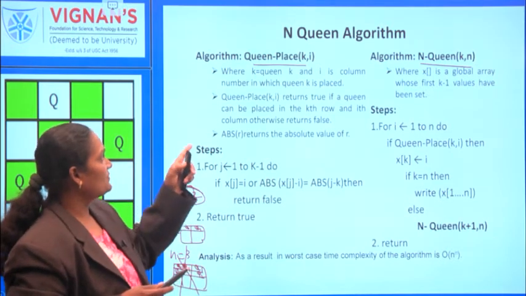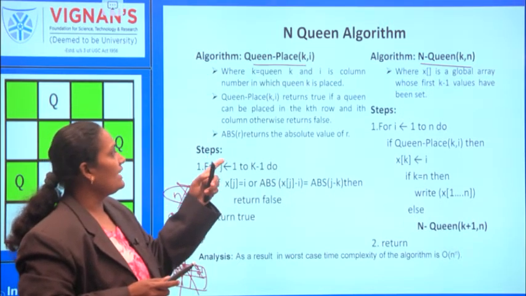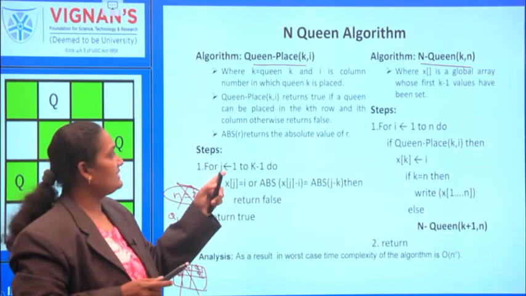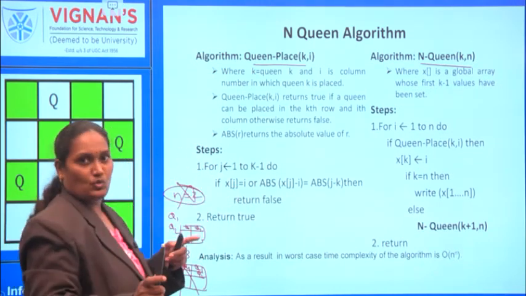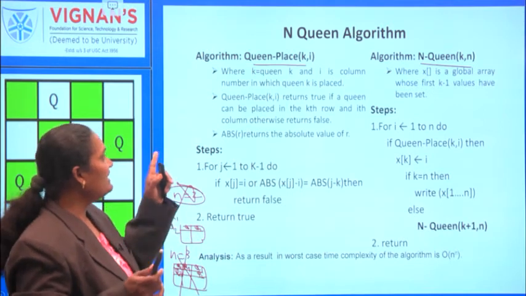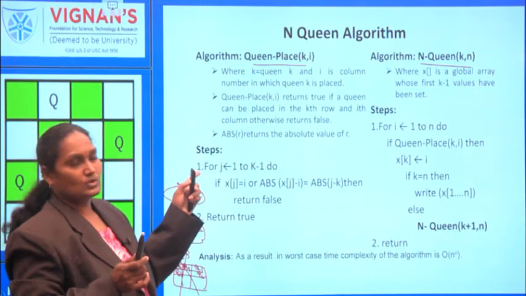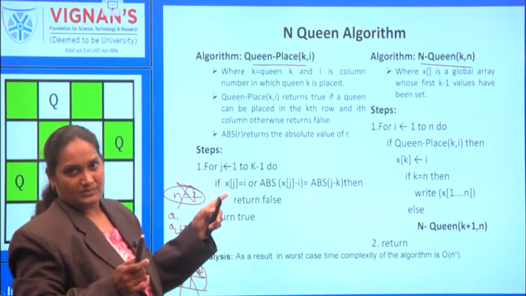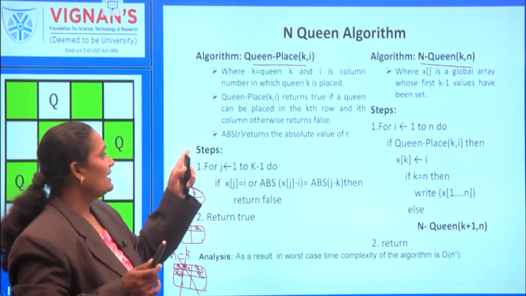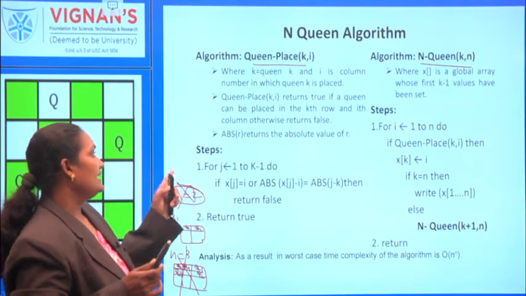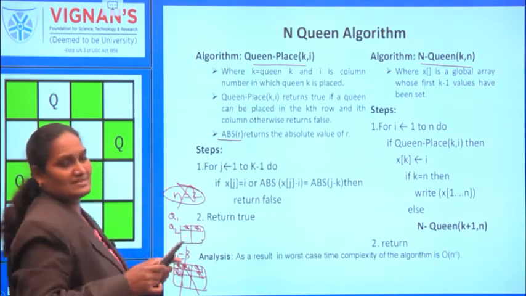Now, QueenPlace(k, i) returns true if a queen can be placed in the kth row and ith column. Otherwise, it returns false. Here, this algorithm either returns true or false. In writing this algorithm, we used a function which is nothing but ABS of R.